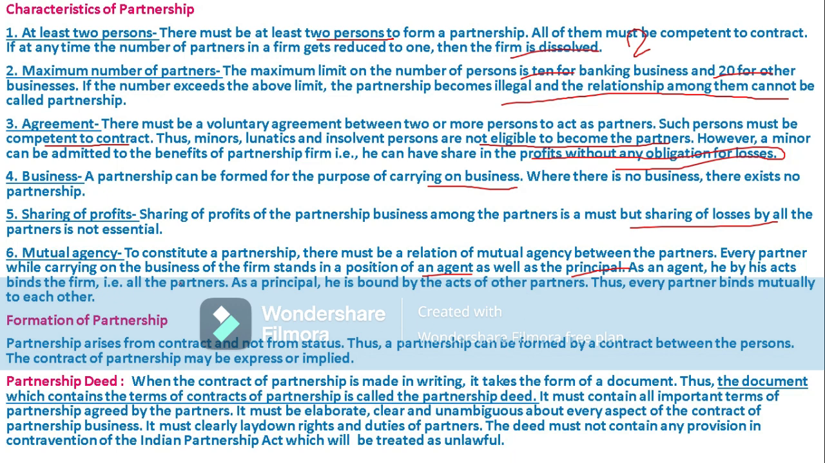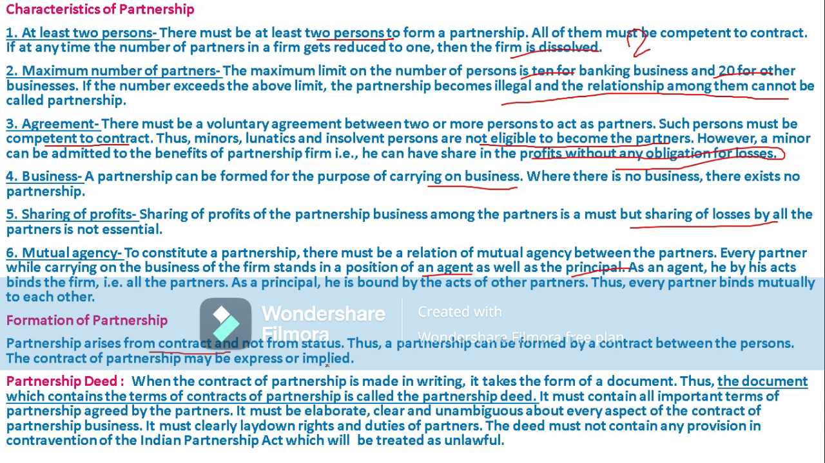Okay, so how is this formation of partnership done? Partnership arises from contract and not from status. Okay, by entering into a contract only, which is known as the partnership deed, then only is the formation of partnership possible, and not from any status. So partnership can be formed by a contract between the persons, which may be either in express or implied form. Okay, it means that an express contract is formally arranged through an oral or written agreement.